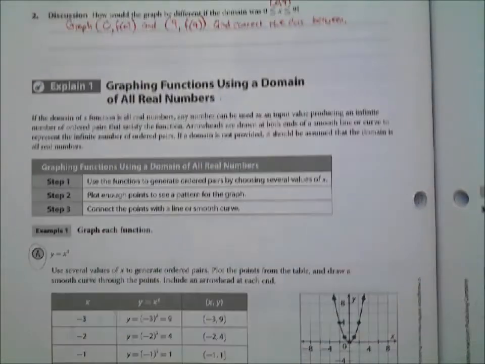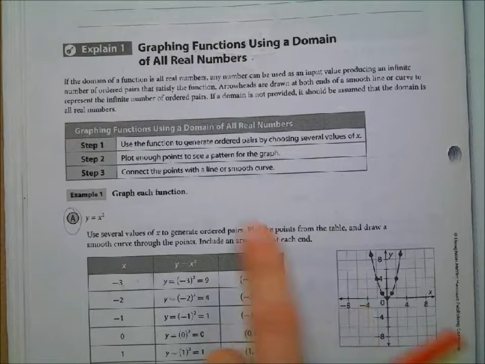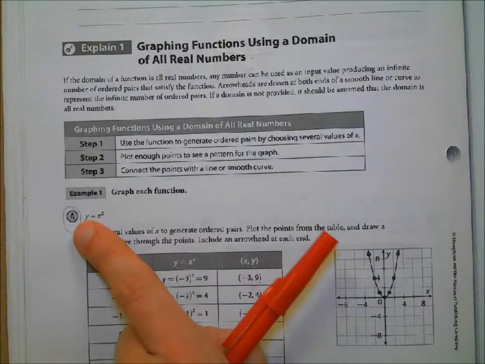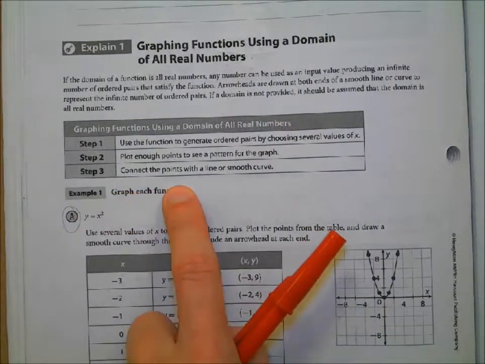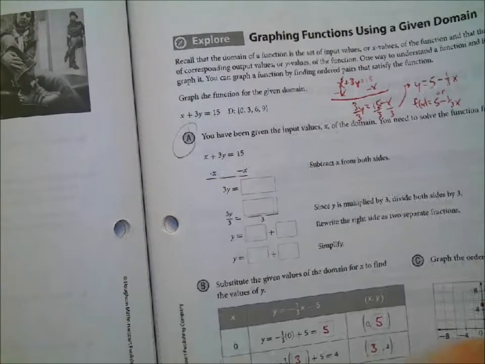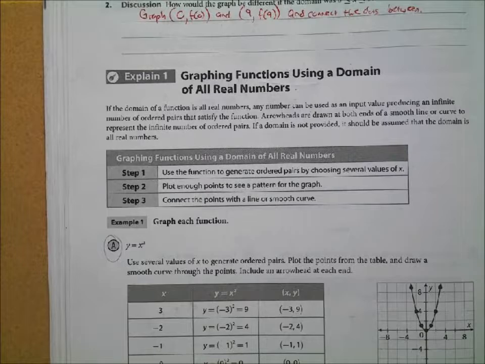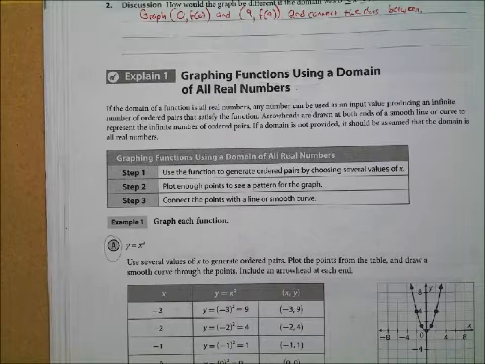Okay, we're going to skip down right here. I'm going to skip reading all this stuff because I don't think we need to worry about it, but I do want to start right here with these directions. Example 1, graph each function. Notice what's missing. It does not say graph the function for the given domain. It just says graph each function. So, is our domain restricted? Are there any rules about what numbers we can use for our domain here?